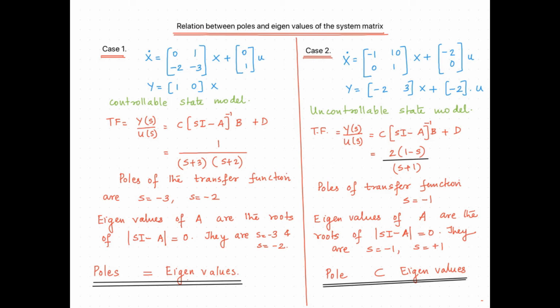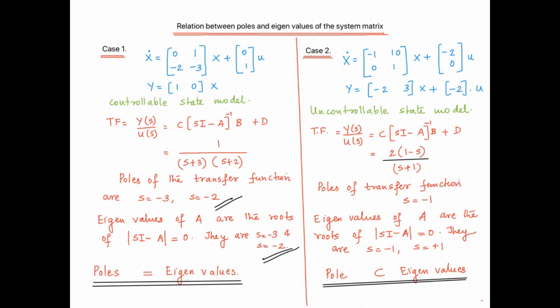We consider three different cases. The first case is a controllable state model, and the controllability can be checked with Kalman's test. With the help of the transfer function equation C into (sI minus A) inverse into B plus D, we can see that the poles are at S equal to minus 3 and S equal to minus 2. If you find the eigenvalues of A, we can see that eigenvalues are S equal to minus 3 and minus 2. It can be noted that the poles and eigenvalues are the same here.